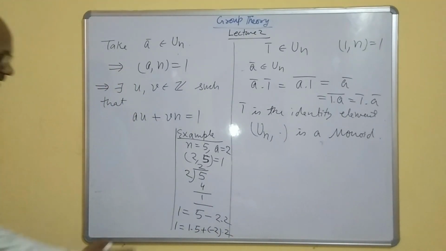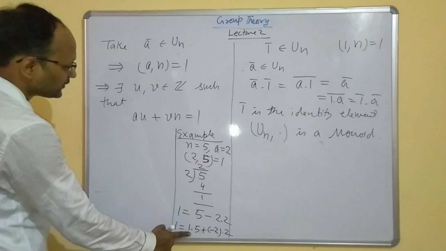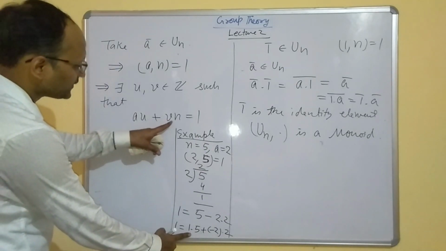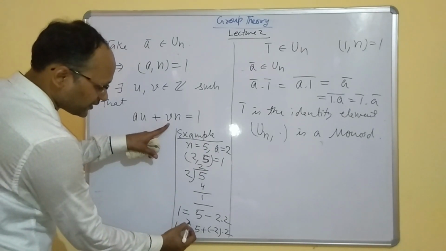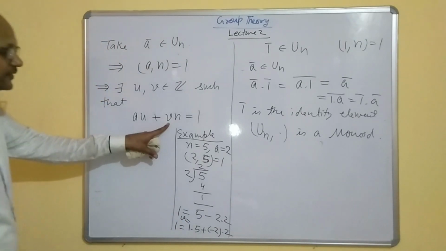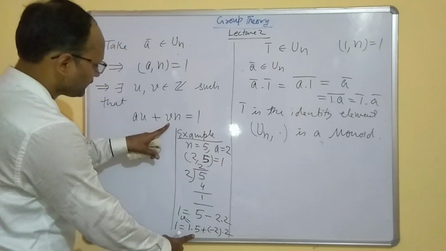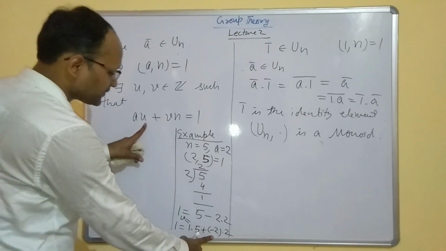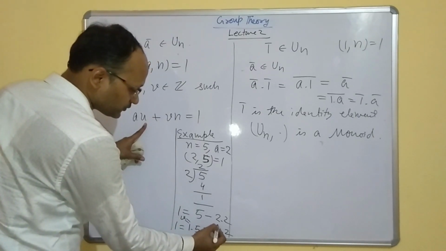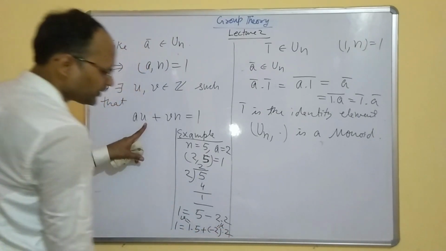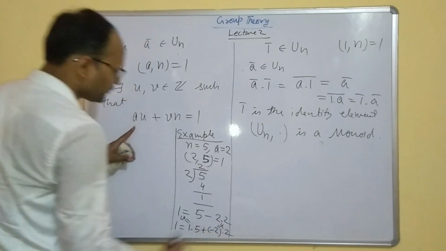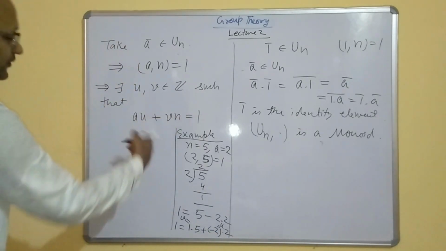So for this example, this 1 is v, so this is our v, n is 5, and u is minus 2, this is u, and a is 2. So this combination will always exist.